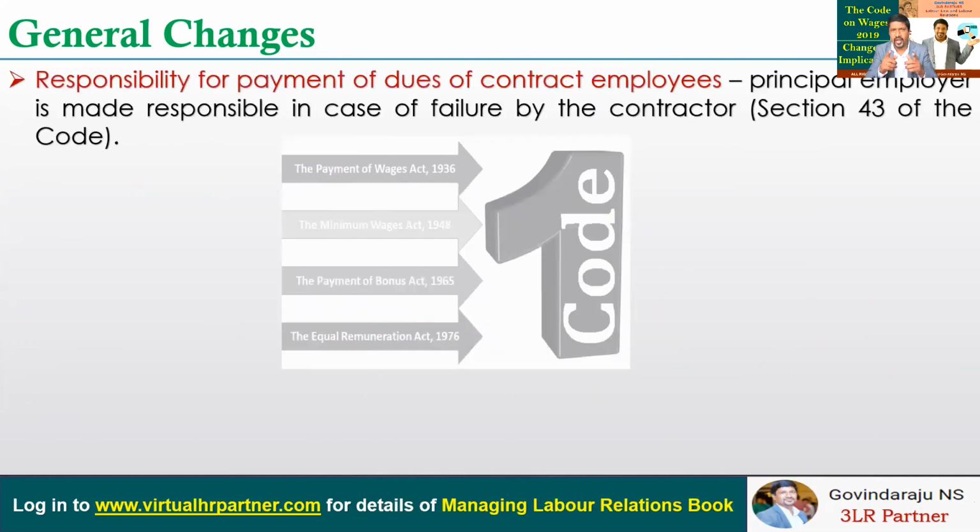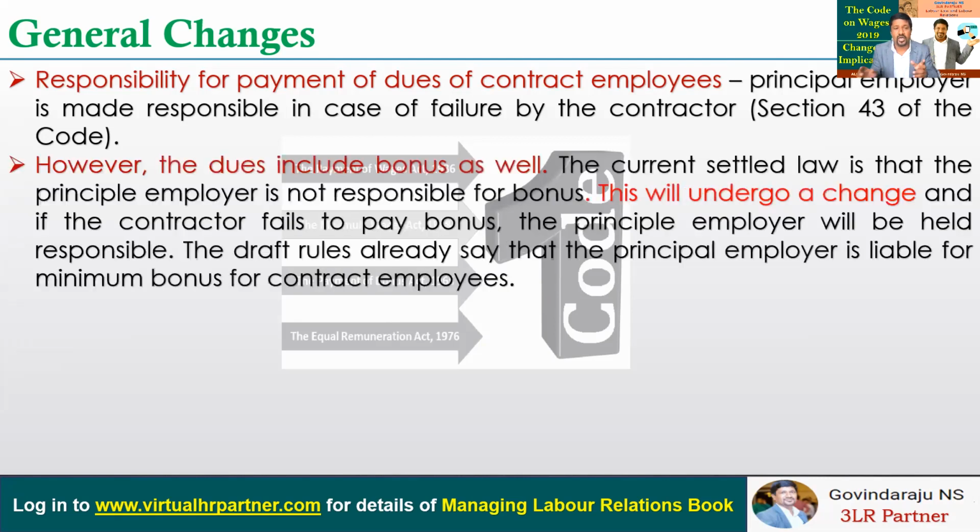And going ahead, let's also look into responsibility for payment of dues of contract employees. If you look at the Contract Labour Act 1970, it provided that if the contractor fails to pay the wages of the contract employees, then the principal employer is responsible. In the same lines, the code also, under section 43, clearly says that if the contractor fails to pay the wages, then it is the responsibility of the principal employer. The code does not stop here. The code covers all the dues payable to the employees. Therefore, the code also covers important dues including bonus.